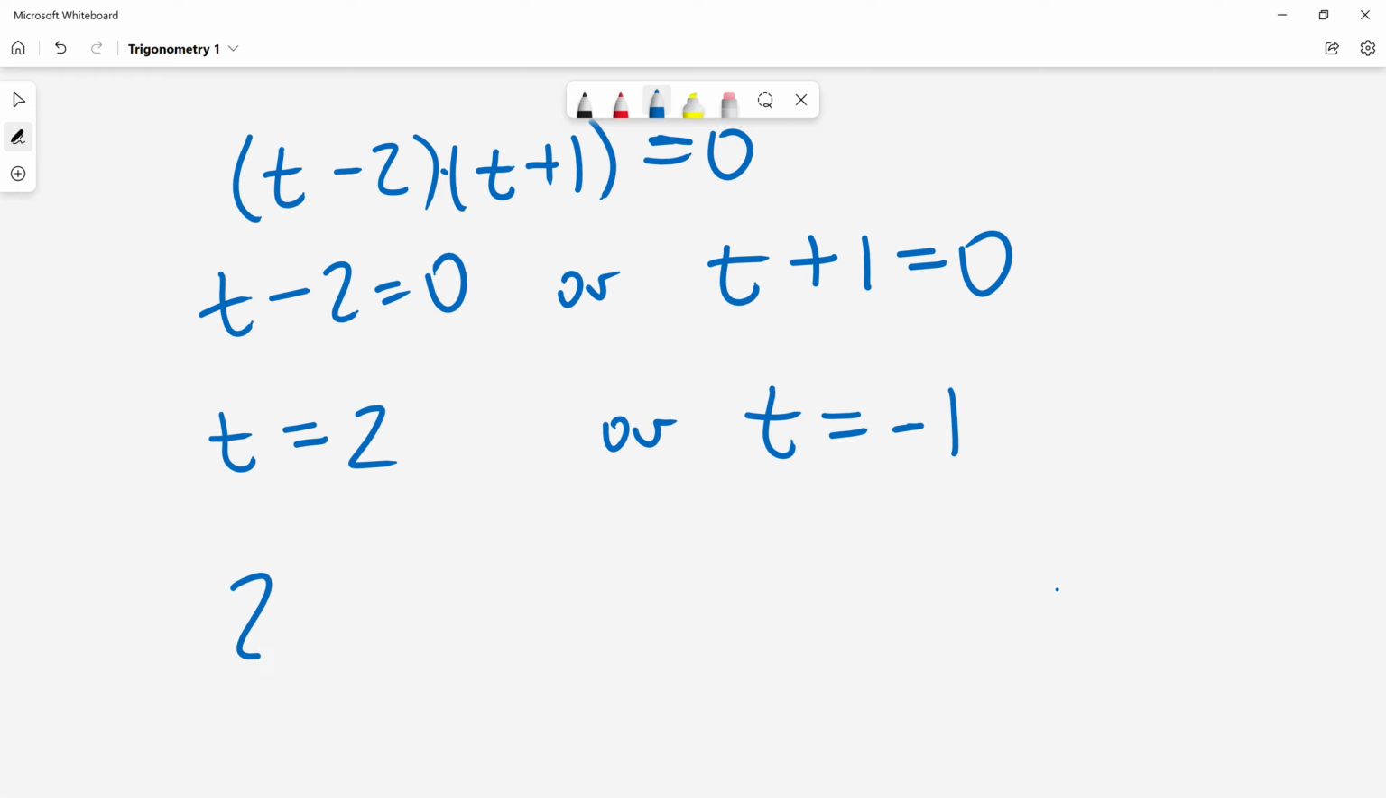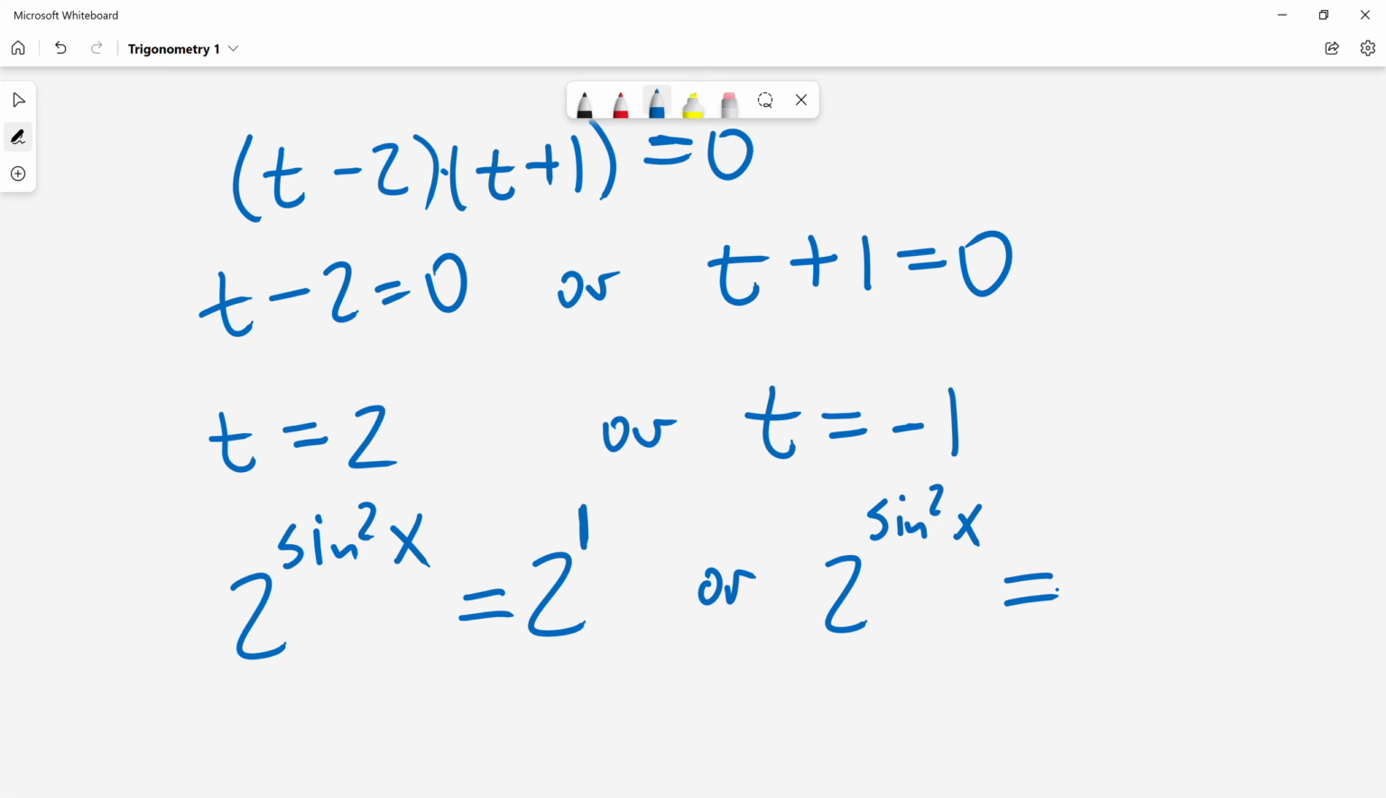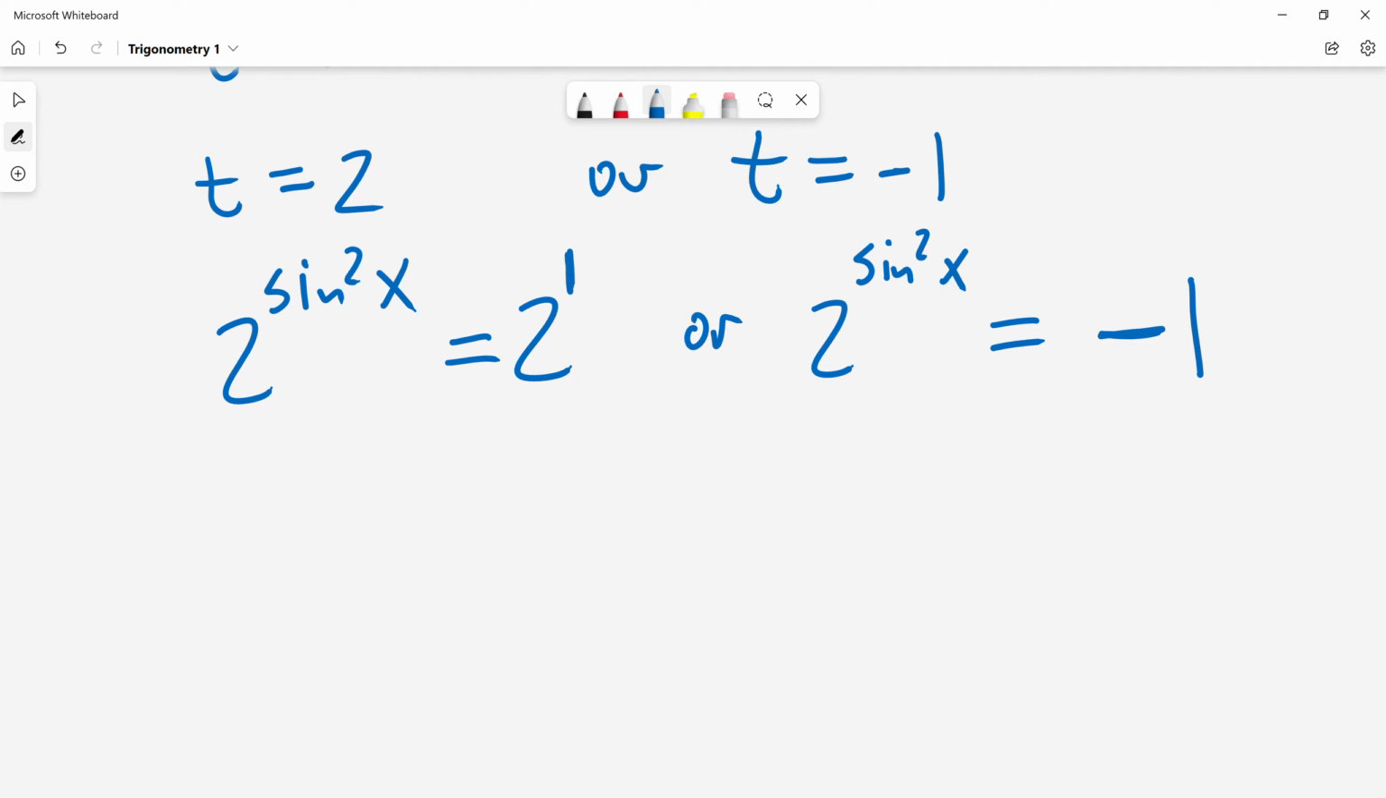Then my t was 2 to the power of sine squared x. So this is equal to 2, I can write it as 2 to the power of 1, or 2 to the power of sine squared x is equal to negative 1. Exponential function 2 to the power of anything cannot be negative, so for this equation x belongs to the empty set, no solutions. And this equation on the left becomes sine squared x has to be equal to 1, so exponents have to be equal.